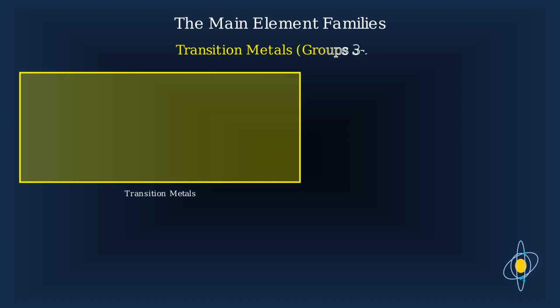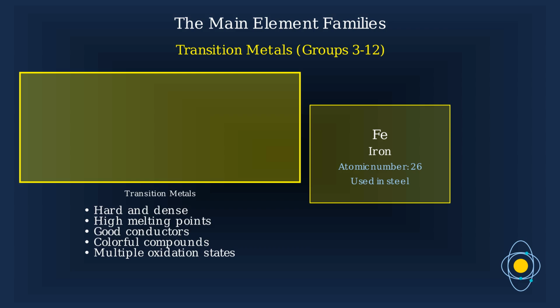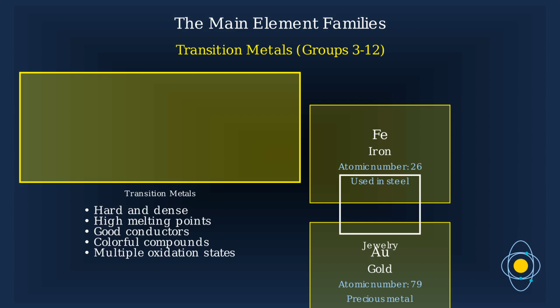Transition metals occupy the center of the periodic table in groups 3 through 12. These elements, including iron, copper, and gold, have diverse properties and applications. Transition metals are typically hard, dense, and have high melting points. They're excellent conductors of heat and electricity, and many of their compounds are colorful. Iron is the most widely used metal in construction and manufacturing. Gold has been prized for jewelry and decoration for thousands of years due to its beauty and resistance to tarnishing.